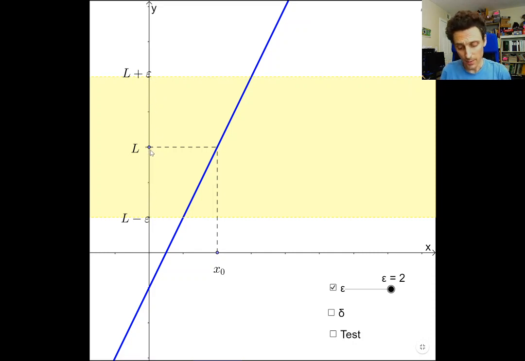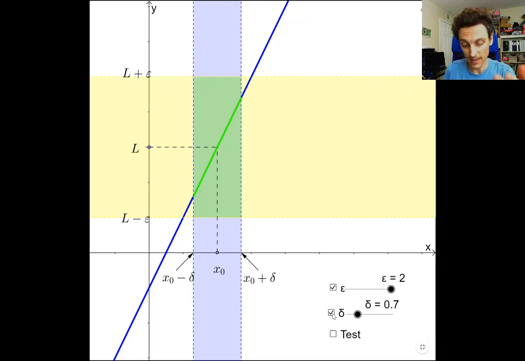So if we want to make it so that our function values are within 2 of the limit L, well, we're going to have to choose x values that are close to x naught, and we can do that. We can respond to this epsilon challenge, we want to be this close to L, with a closeness to x naught that's going to rise to that challenge. So here's what it looks like. If we have a delta of, in this case, 0.7, so there's our interval around x naught of delta, so this is like the x values that are delta close to x naught.